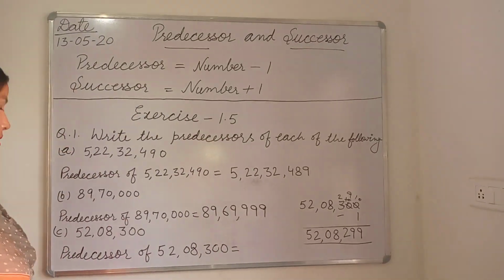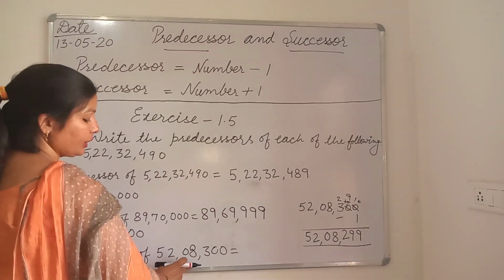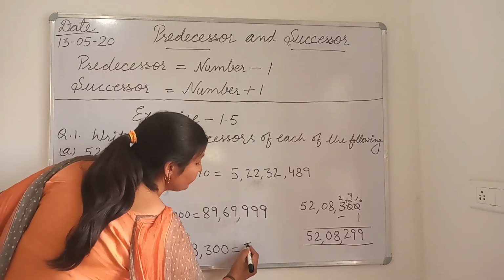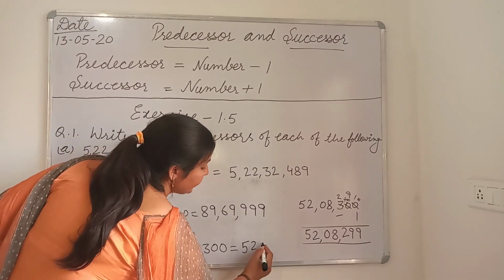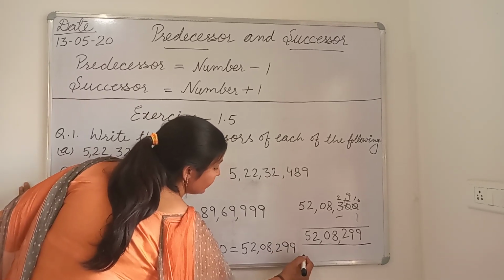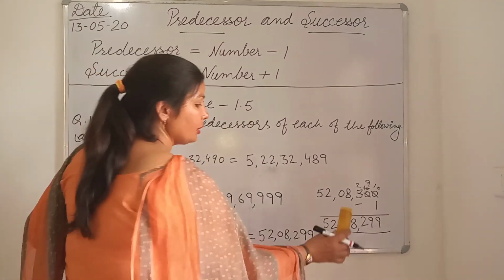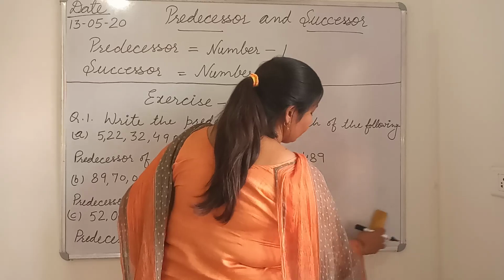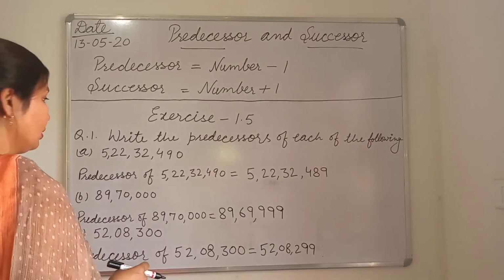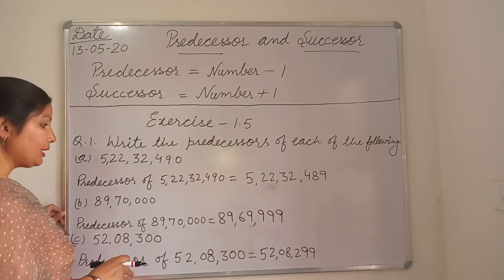That's your answer. So the predecessor of 52 lakhs 8,300 is 52 lakhs 8,299. So like this you can solve. Here also there is no need to show this solution. Only for rough you can do it like this. In your rough notebook you can do it by subtraction, and like this you solve. So D part you will do yourself.